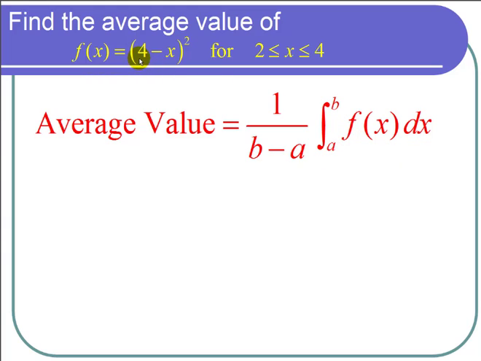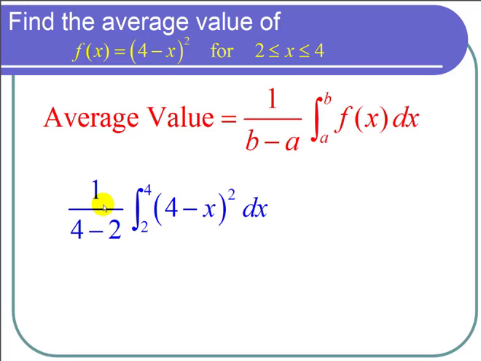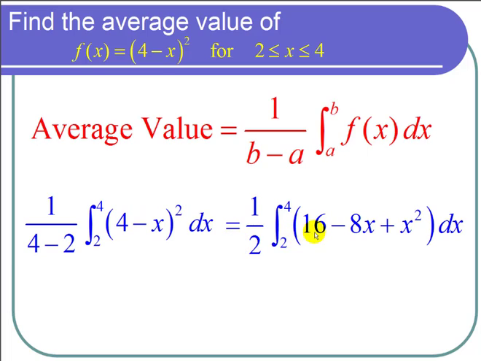In our case, our f of x is (4 minus x) squared, our a is 2, and our b is 4. So we can set up the integral, and what I get is 1 over 4 minus 2 times the integral from 2 to 4 of (4 minus x) squared dx. This integral takes a little bit of algebra. I can FOIL out the (4 minus x) squared, and I get 16 minus 8x plus x squared. And 1 over 4 minus 2 is 1/2.